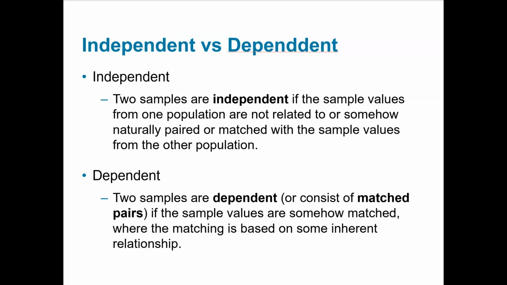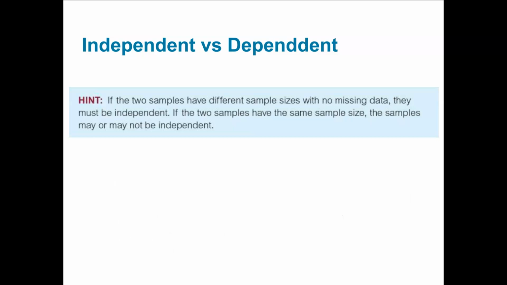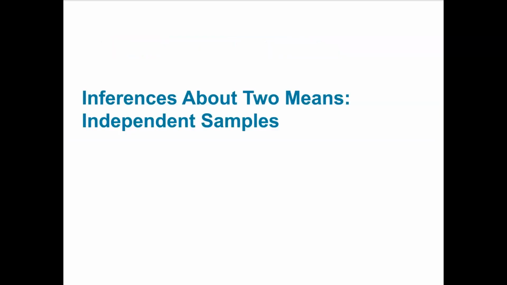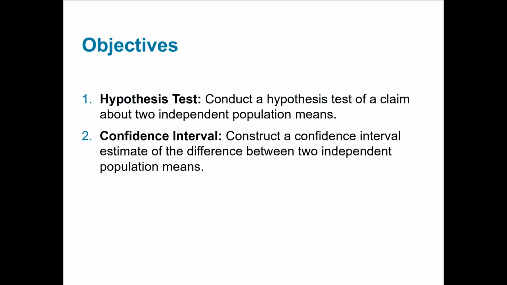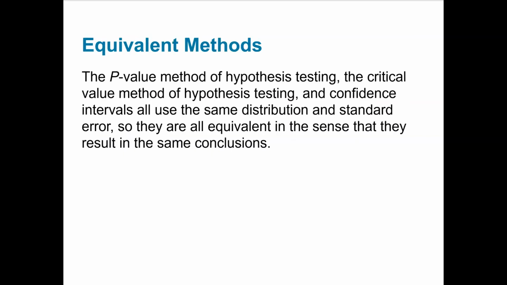For this one, we're just looking at two different sample situations. If the two samples have different sample sizes, no missing data, they must be independent. If they have the same sample size, they may or may not be independent. So here we're going to be doing a hypothesis test and confidence interval. In this case, the methods are all equivalent. P-value, critical value method, and confidence interval, they're all going to give us the same conclusions.